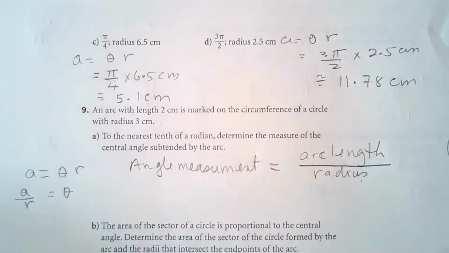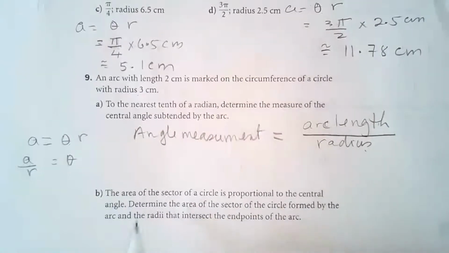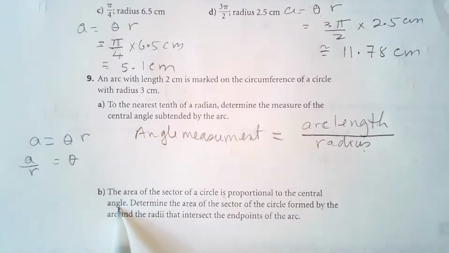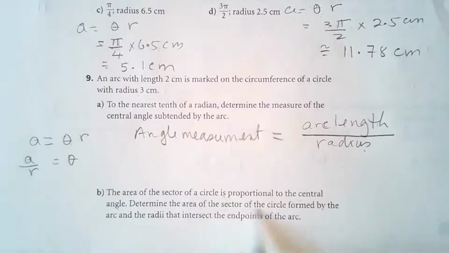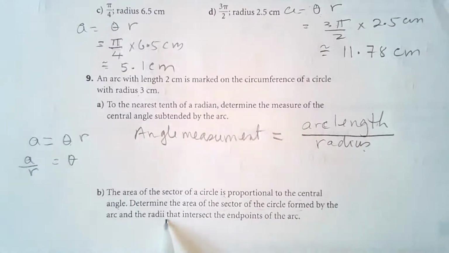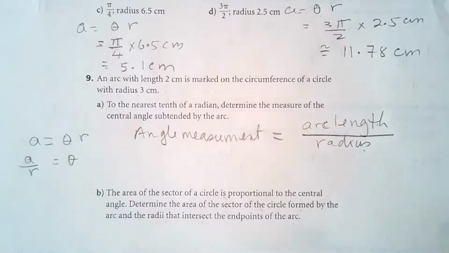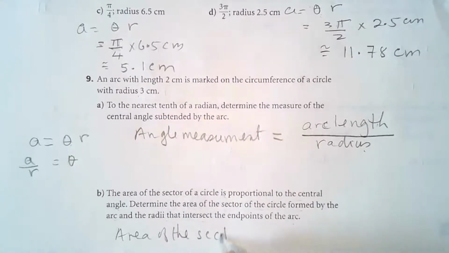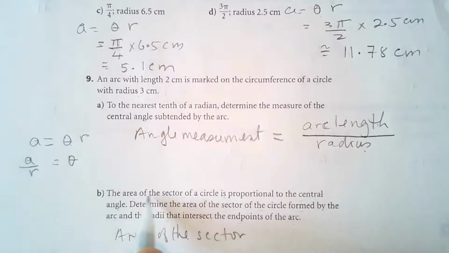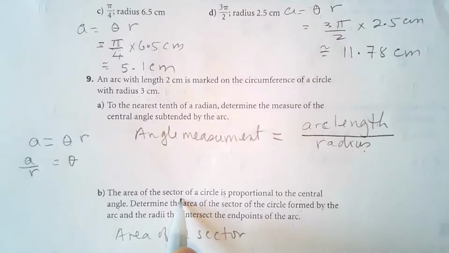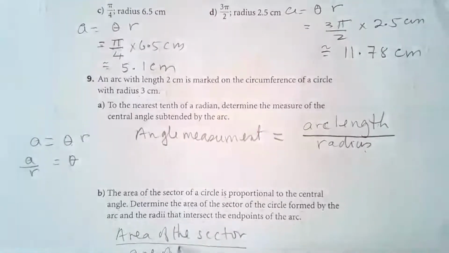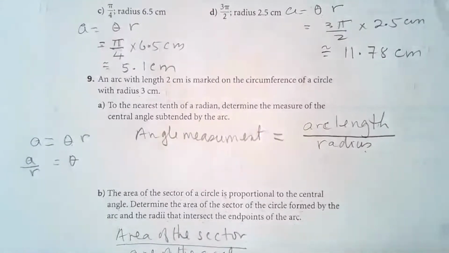And the last one, maybe I'll just throw this out here, but you can try it now. The area of a sector of a circle is proportional to the central angle. Determine the area of the sector of the circle formed by the arc and the radii that intersect the endpoint of the arc. It says here, area of the sector of the circle is proportional to the central angle. So the area of the sector divided by the area of the circle, because they're proportional.